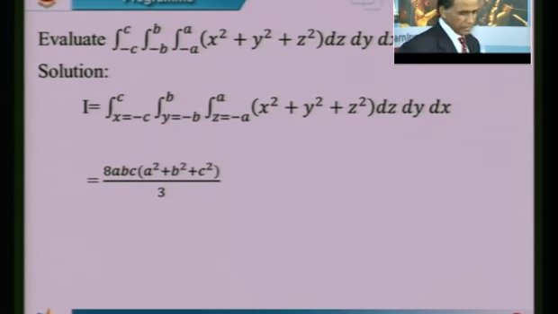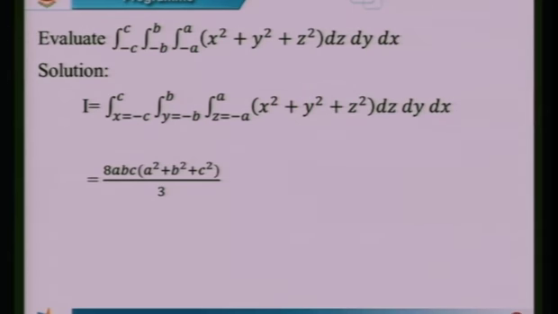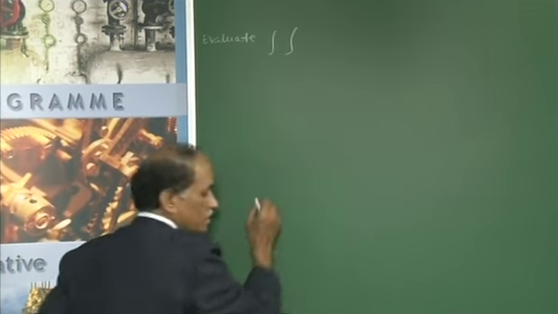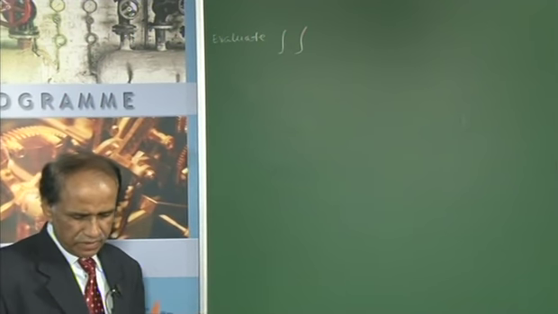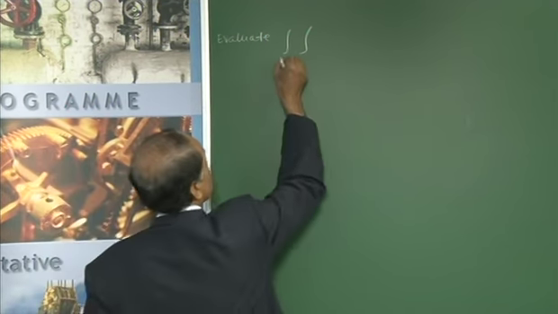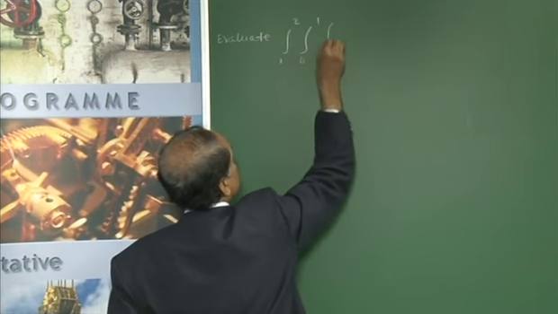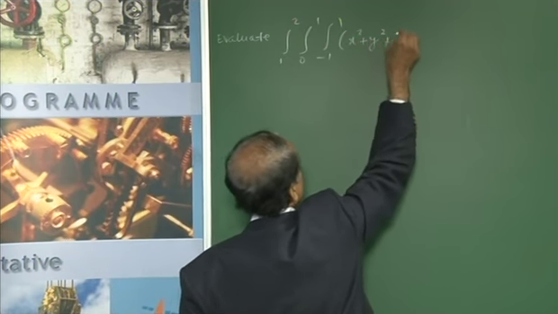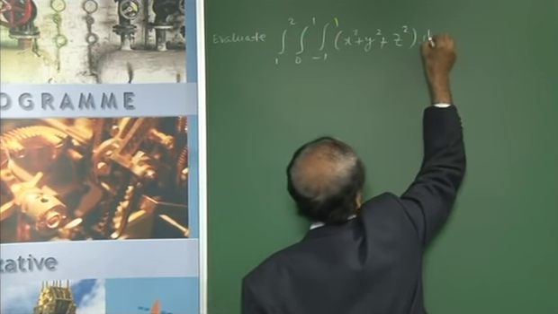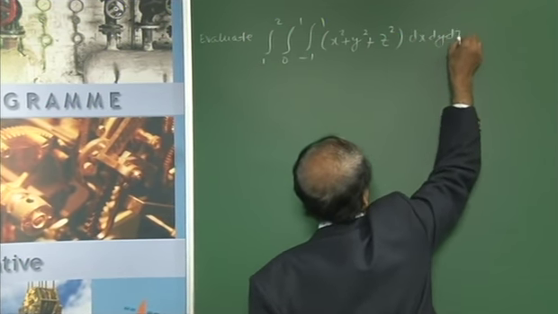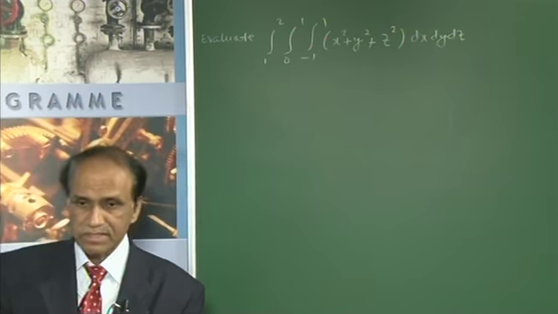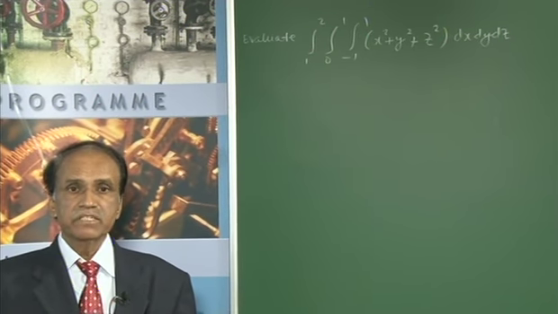The problem is the triple integration with the limits 1 to 2, 0 to 1, and minus 1 to plus 1, of x square plus y square plus z square, dx, dy, dz. This is the first sample according to this triple integration.